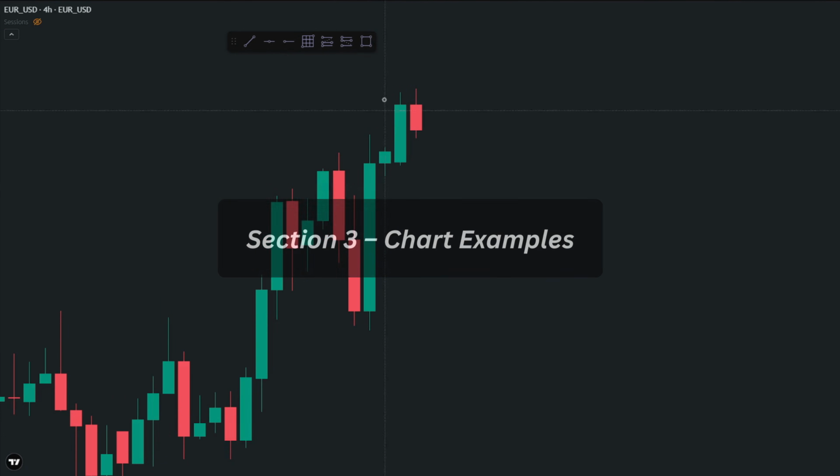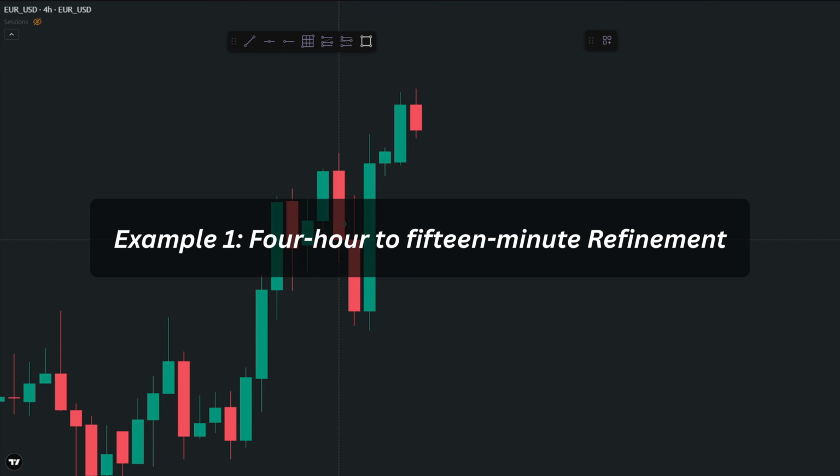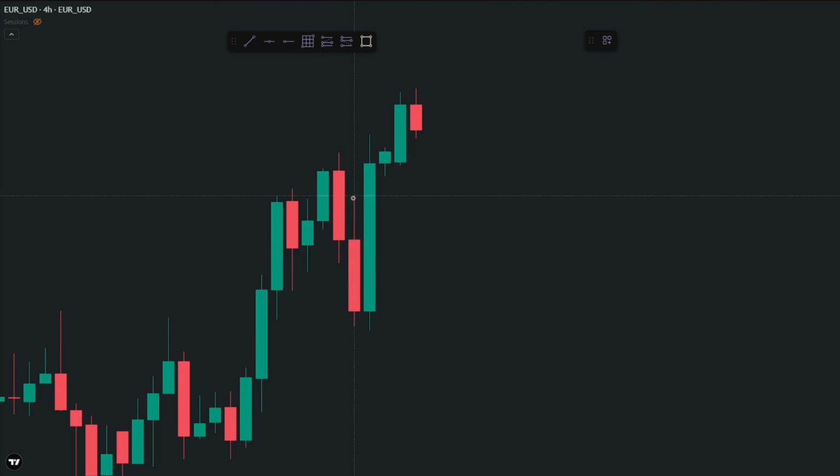Chart examples. Example 1. 4-hour to 15-minute refinement. Assume that on the 4-hour chart, we have an order block that has created a change of character and is followed by a fair value gap. To refine this zone, we drop down to the 15-minute time frame.